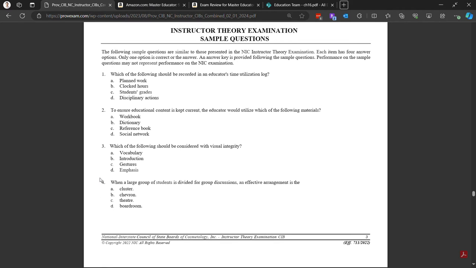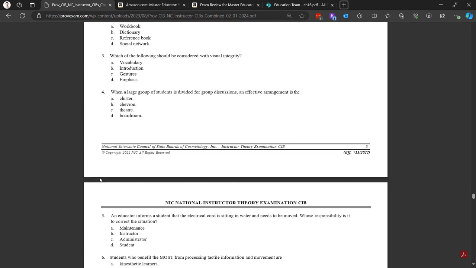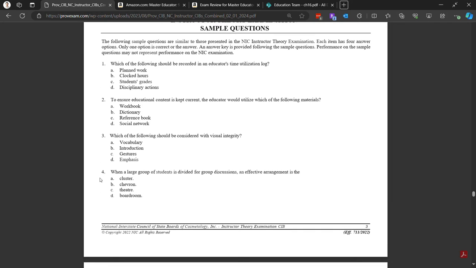So this document also outlines some sample questions. This isn't a full practice test. This is just 8 questions to show you what the exam looks like. What you'll notice is these aren't tricky questions. There's not a lot of "all of the following except" kinds of questions. It's more just do you know it or you don't.